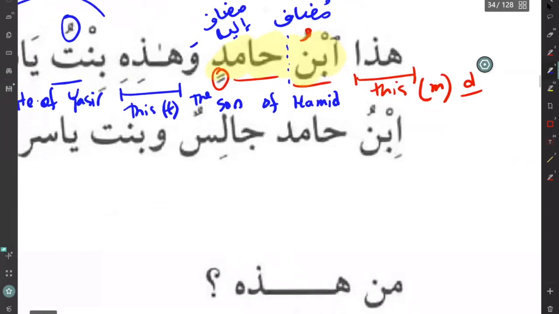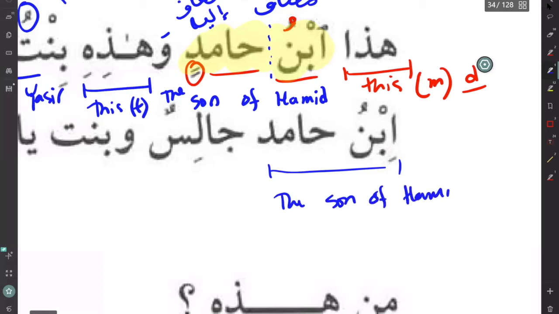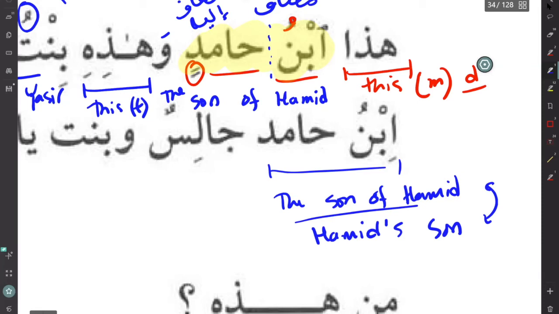Okay, let's see the next one. Next one is Ibn Hamid again. So right now we understand this is the idafa phrase, the son of Hamid. It's Hamid's son, right? Of course, we can say Hamid's son, but I told you usually in Arabic, especially in the beginning, just translate as "of". You will see your life will be easier. It's the same thing, both of them are the same, but just stick with the top one for now.